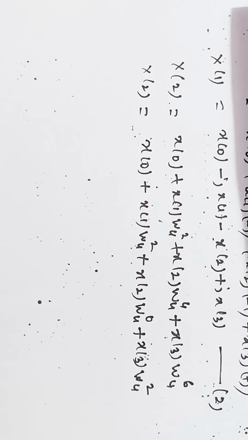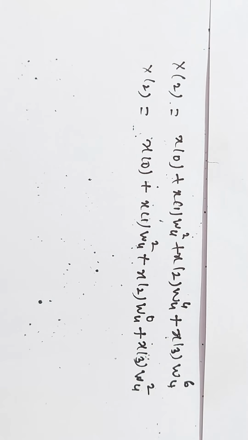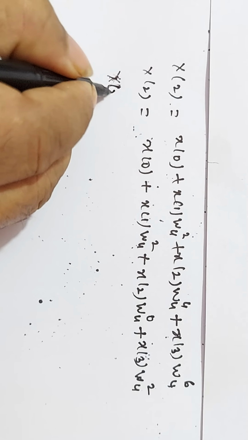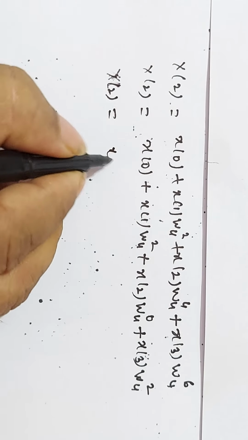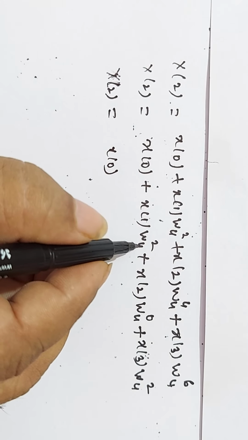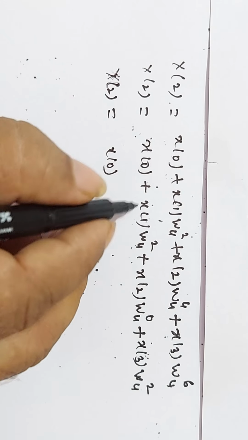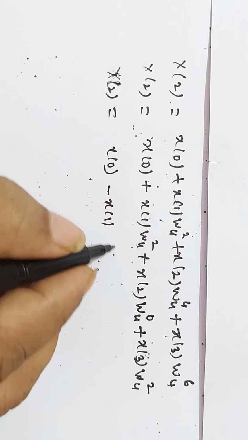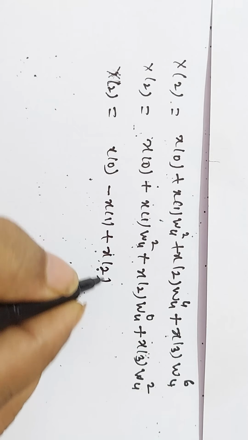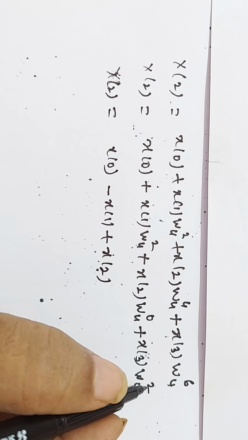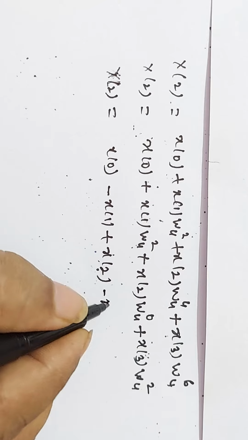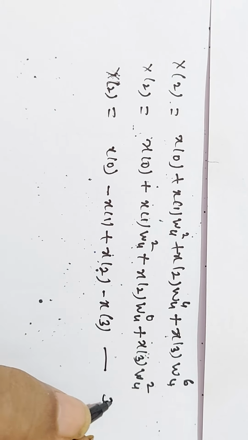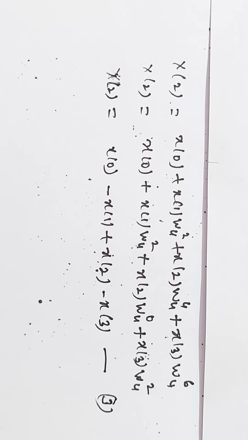Therefore, X of 2 is equal to x of 0, W4 2 means minus 1, therefore this is minus x of 1. W4 0 is plus 1, therefore this is plus x of 2. W4 2 is also again minus 1, therefore this is minus x of 3. This will give you the third point DFT equation, equation number 3.